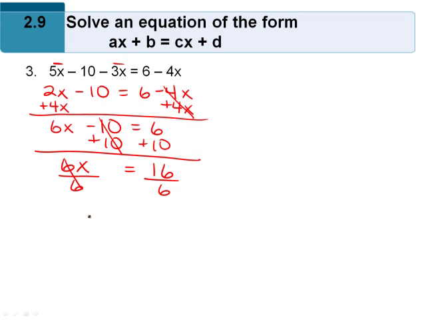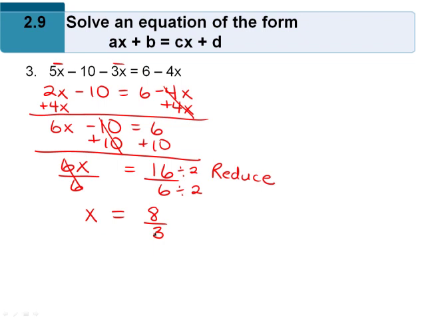Now here's the problem. 16 divided by 6 does not come out nice and even, but we can reduce that fraction. Even though it's going to be an improper fraction, just reduce it. 2 goes into both of those. So if we divide the top and bottom by 2, we're going to get 8 over 3. And if you get a fraction, do not freak out.